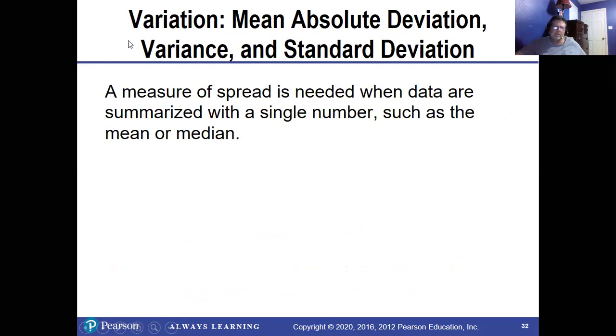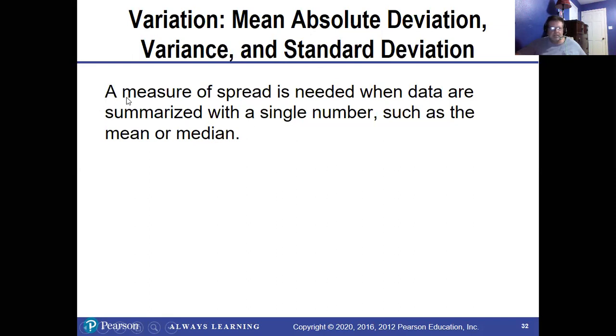All right, so here is the formula stuff that we've got to go through: variation, the mean absolute deviation, variance, and standard deviation. All of these things you're going to have to deal with. There are a couple of questions on your test with it. I am going to somehow give you a formula, I believe. We'll figure that out. I'm working on a way to get that to you.